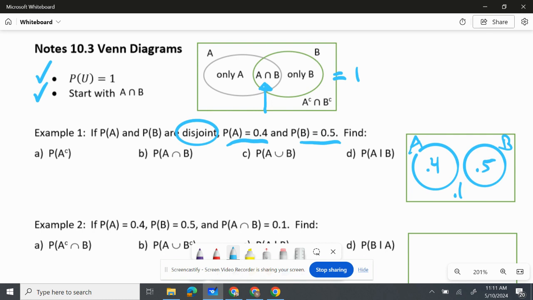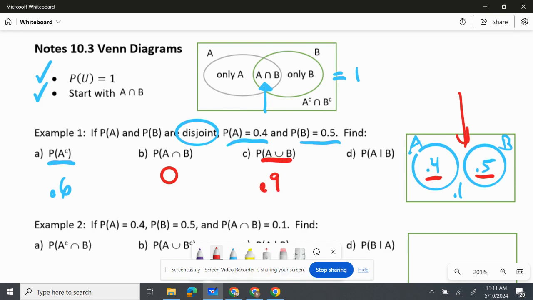So the C means complement, or not A. So not A would include the 0.5 and the 0.1, which would be 0.6. The A and B, notice that they have nothing in common. So since they have nothing in common, that means it would be 0. Or means we add up all the probabilities. So we're adding up the 0.4 and the 0.5, which is 0.9.